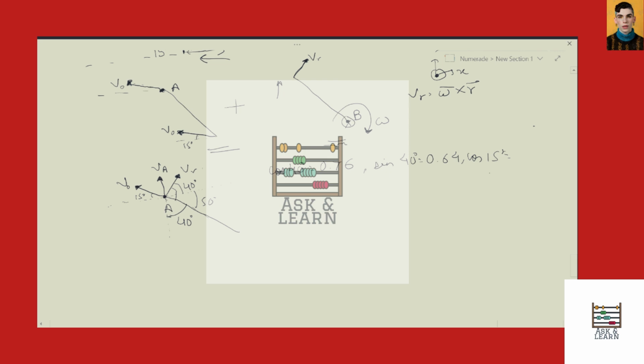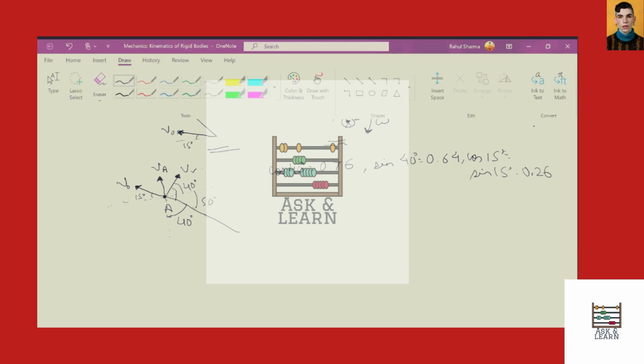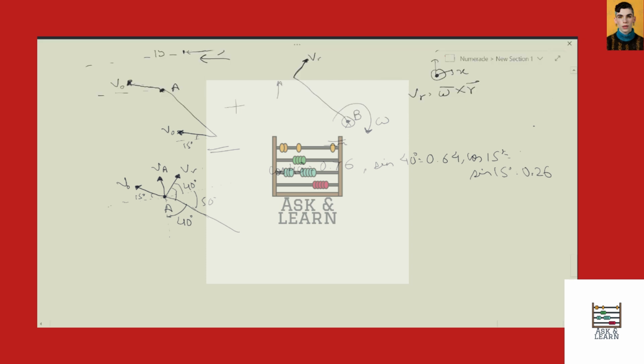So let's write sine 15 first. Sine 15 degrees is 0.26. And finally, cosine 15 degrees is 0.96. Okay, so now we have all the required values.